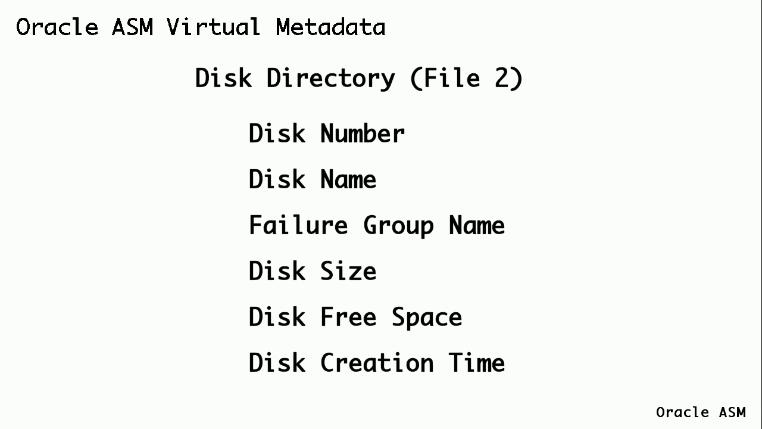Most of this information is also available in disk headers. Disk headers cannot be queried when disks are offline. For normal or high redundancy disk groups, after the disk group is mounted, the disk directory can provide information about offline disks.